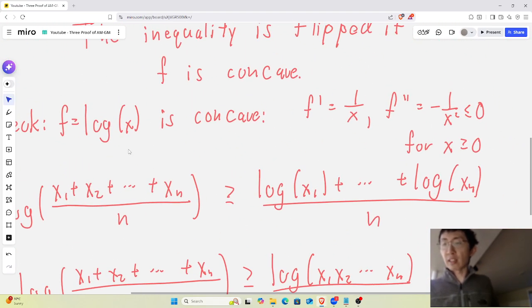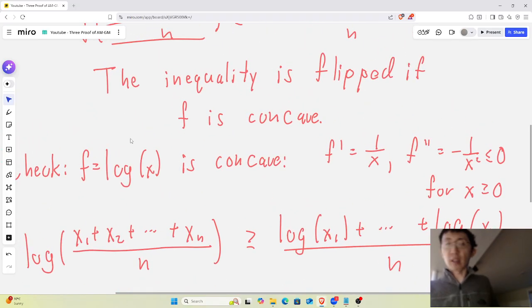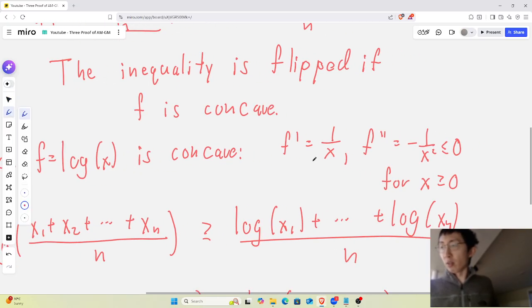So first, let's just check. Our proof is going to use f of x equals log of x. Let's check that log x is concave really quickly. So f prime of x is 1 over x, and since we're only dealing with non-negative xi's, this is fine. And f double prime is negative 1 over x squared. By the trivial inequality, a perfect square is never negative, so negative 1 over x squared is never positive.